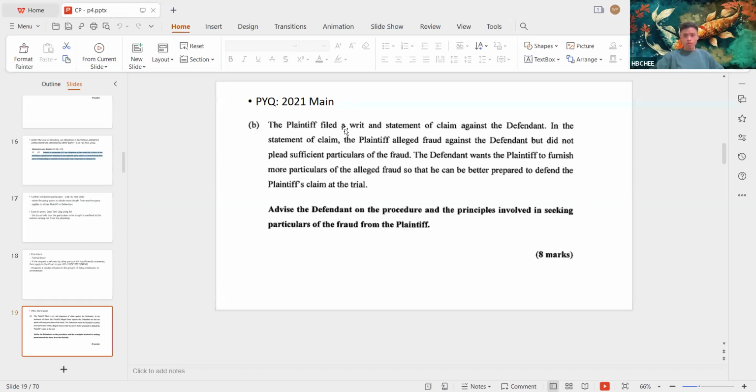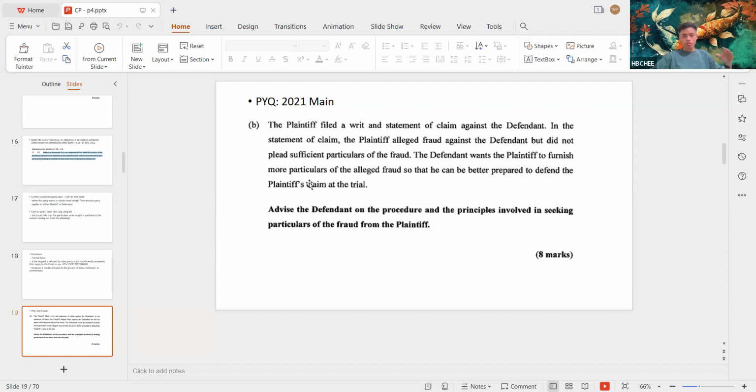Now you see, the plaintiff filed a writ and the SOC against the defendant. In the SOC, the plaintiff alleged fraud against the defendant, but did not plead sufficient particulars. Now the defendant wants the plaintiff to furnish more particulars of the alleged fraud, so that he can prepare to defend the plaintiff's claim at the trial. Now, the question did not specifically tell you that he wants further and better particulars, but when you read the question, if you're familiar enough, then you will know, oh, this is Order 18 Rule 12. You cannot go around. You can only go on Order 18 Rule 12.